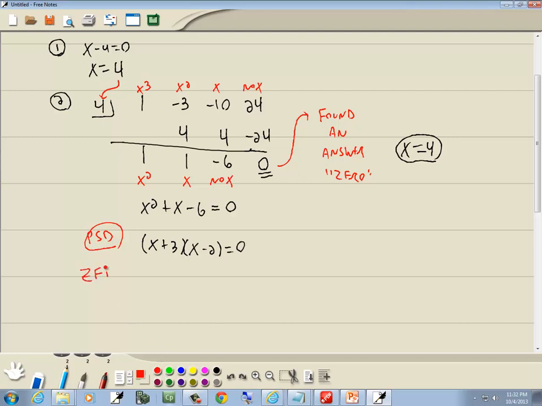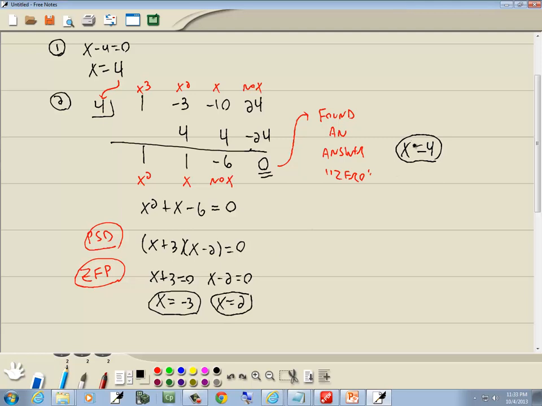Zero factor property. The zero factor property says that if you get 0 on one side, you factor the other side, you set each factor equal to 0. So I'm going to set x plus 3 equal to 0, and I'll set x minus 2 equal to 0. And then I want to solve these. Take 3 over, and we get x is equal to negative 3. This one, take negative 2 over, and we get x is equal to positive 2.